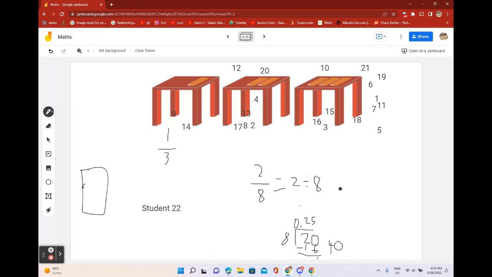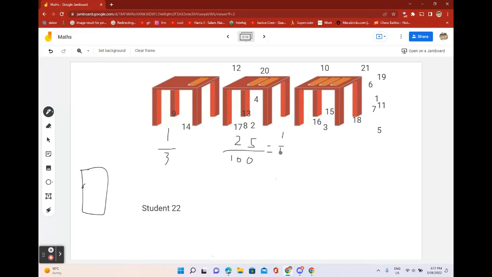So 0.25. And we know that is actually 25/100. And that is actually the fraction that everyone would get if student 22 came to table 2. We know 25/100 equals a quarter. So we can tell that a third so far is better. So far it's better for student 22 to go to table 1 instead of table 2.